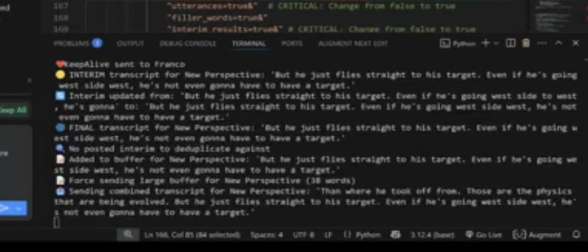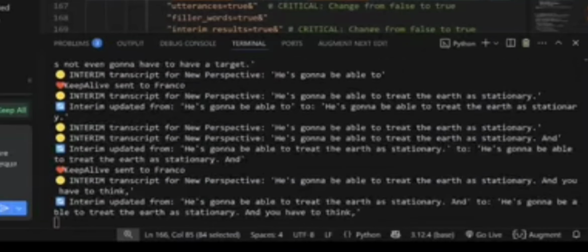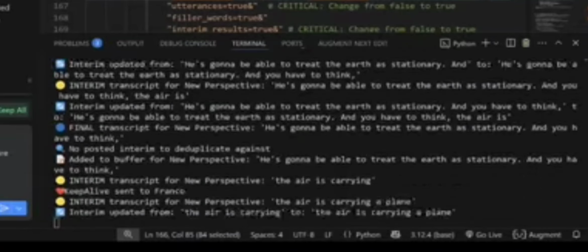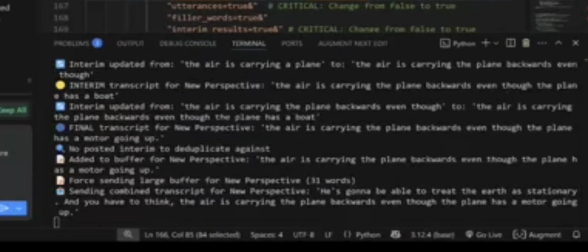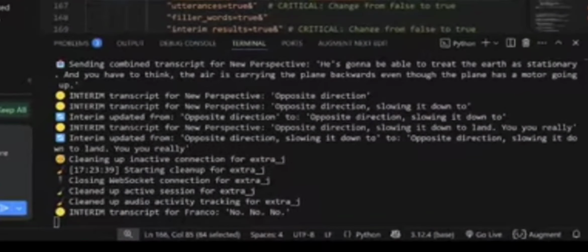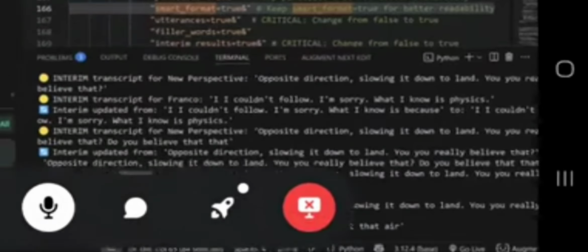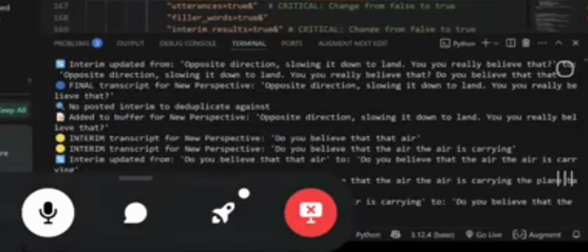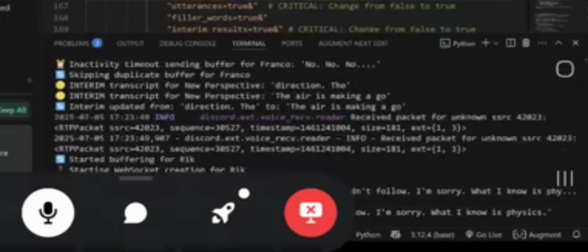He's going to be able to treat the Earth as stationary, and you have to think the air is carrying the plane backwards, even though the plane has a motor going in the opposite direction, slowing it down to land. You really believe that? You believe the air is carrying the plane backwards as it lands in the opposite direction. The air is making it go at the same speed as the Earth. Do you believe the air is doing that?